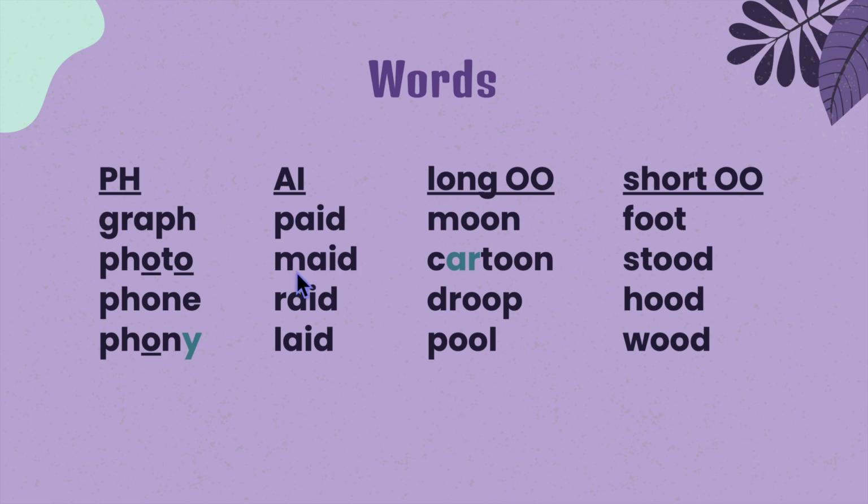AI has the long A sound of A. Paid, made, raid, laid. These words will use the oo sound. Moon. AR will use the R sound in this word because it's followed by another consonant. Cartoon, droop, pool. These words will use the short oo sound. Foot, stood, hood, wood.